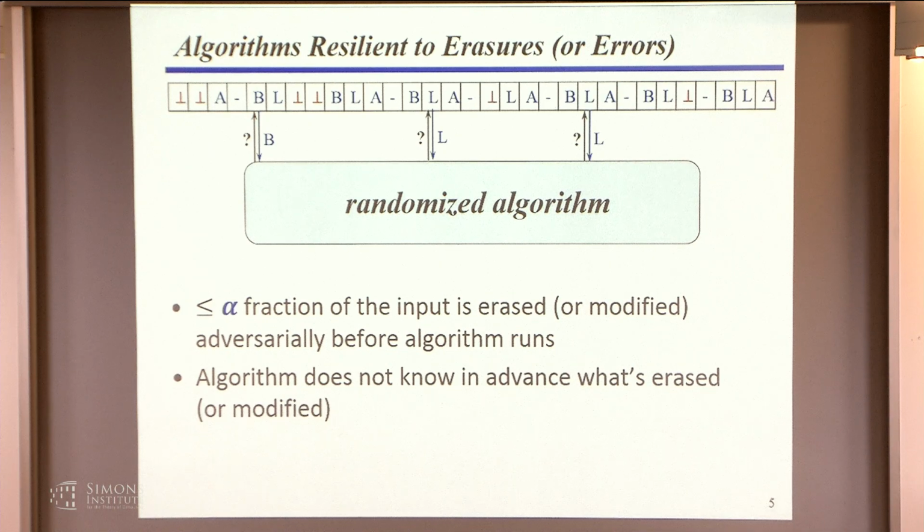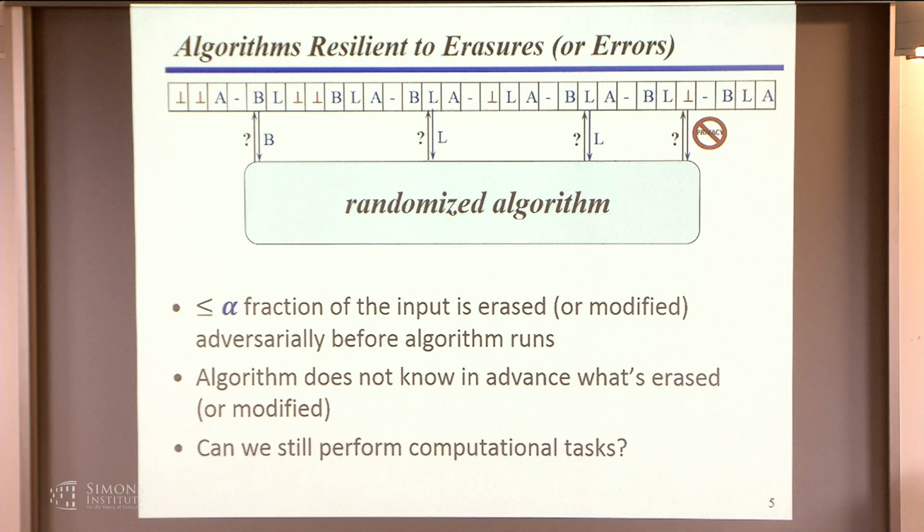And the algorithm does not know in advance what's erased or modified. So when it queries a location with an erasure, it gets back, well, no, you're not allowed to know what's written there, it's erased. So can we still perform the computational tasks that we want to perform? In particular, we'll focus on property testing.